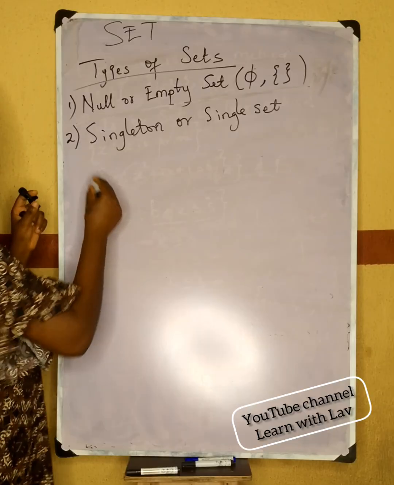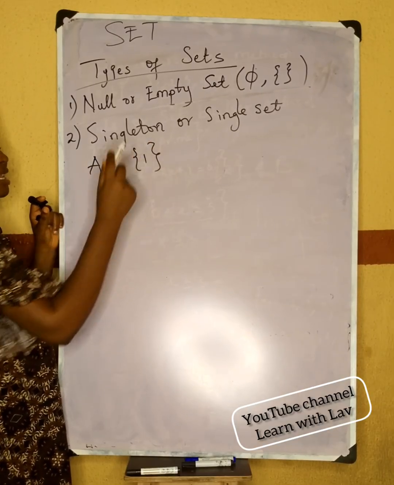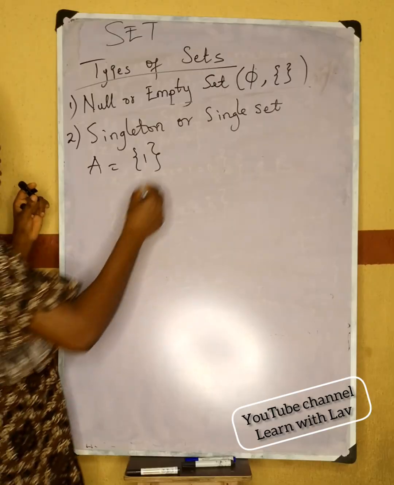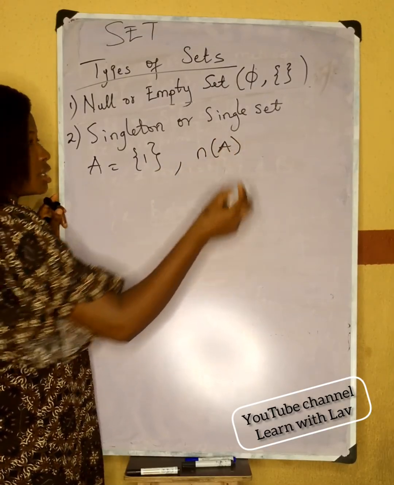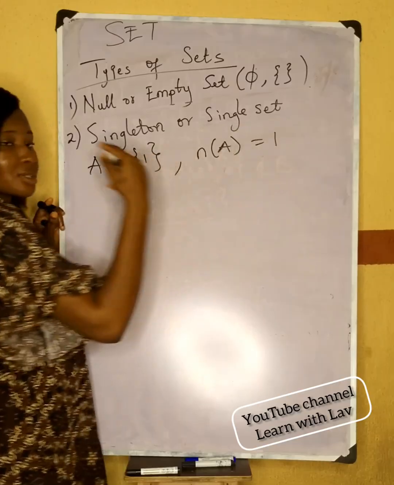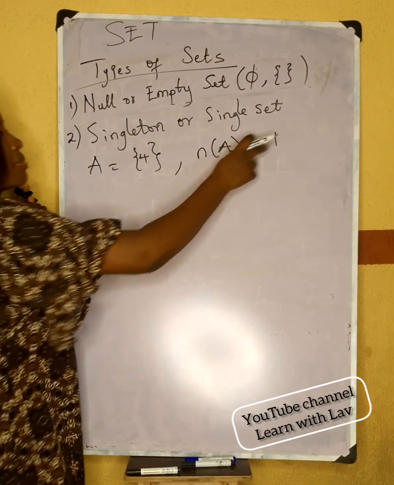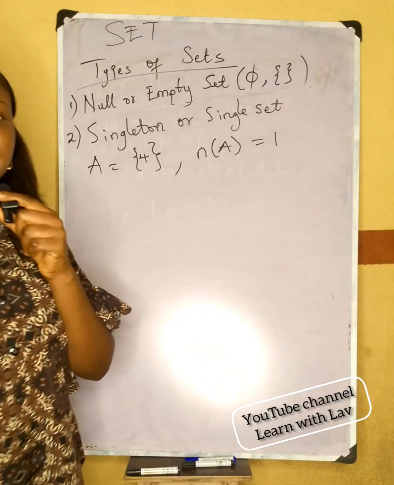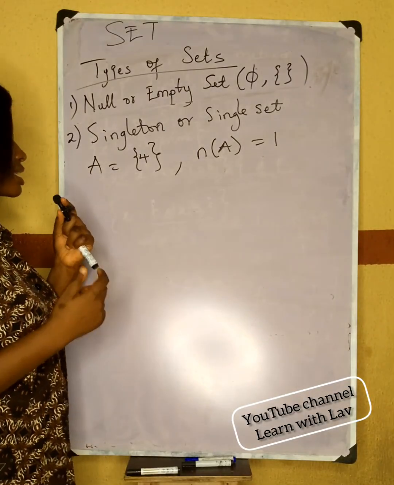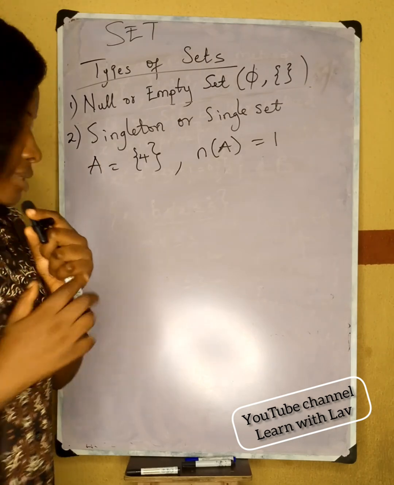Now for a single set, if I have a set A which has the element 1, the cardinality of A, which we write this way, n(A), is going to be 1 because it has one element. If the element is 4, it's still 1 because it has one element. I hope we get that. Cardinality means the number of elements in that set. So a single set is a set that has only one element.